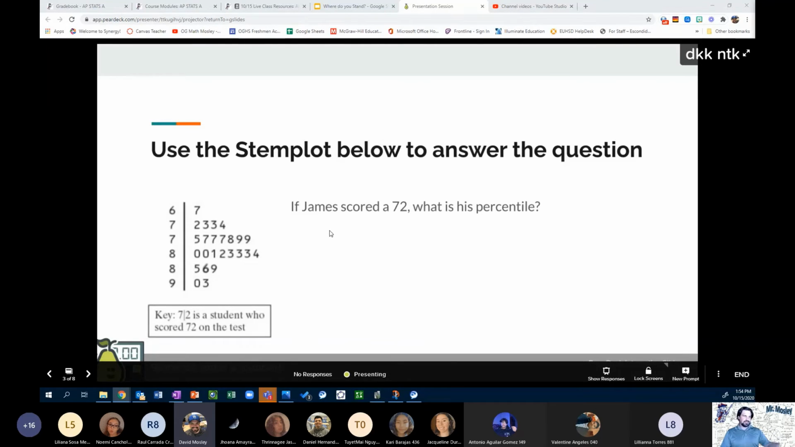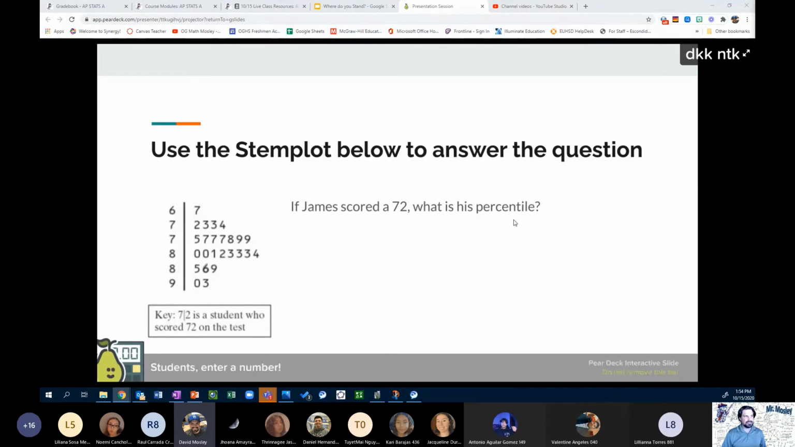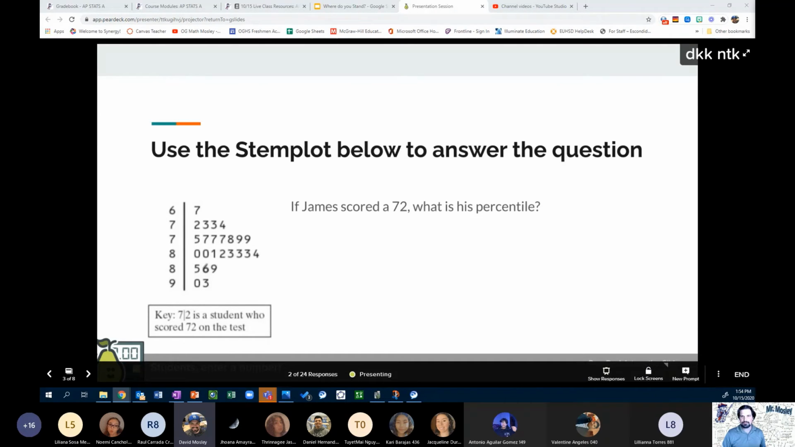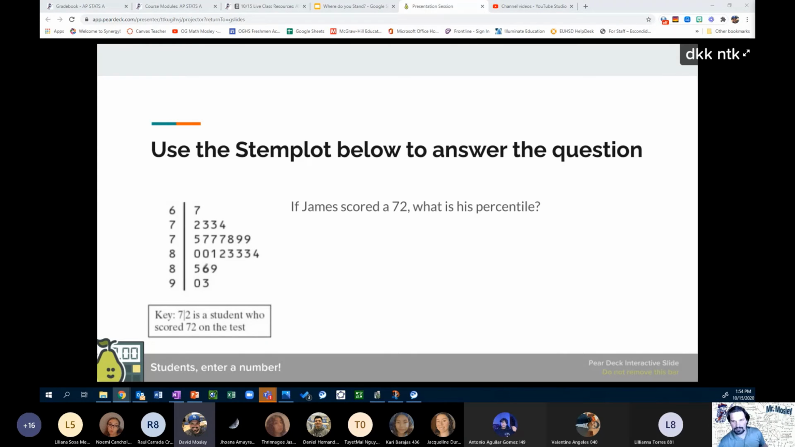So if James, a student, scored a 72, what is his percentile? In other words, what percentage of students scored less than a 72? That percent is the percentile for James. You may need a calculator here, or your phone, or something, to do a calculation.